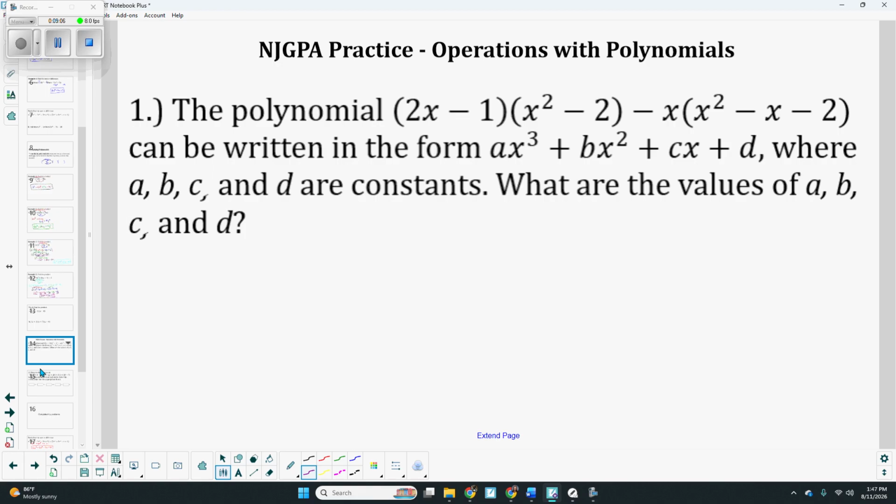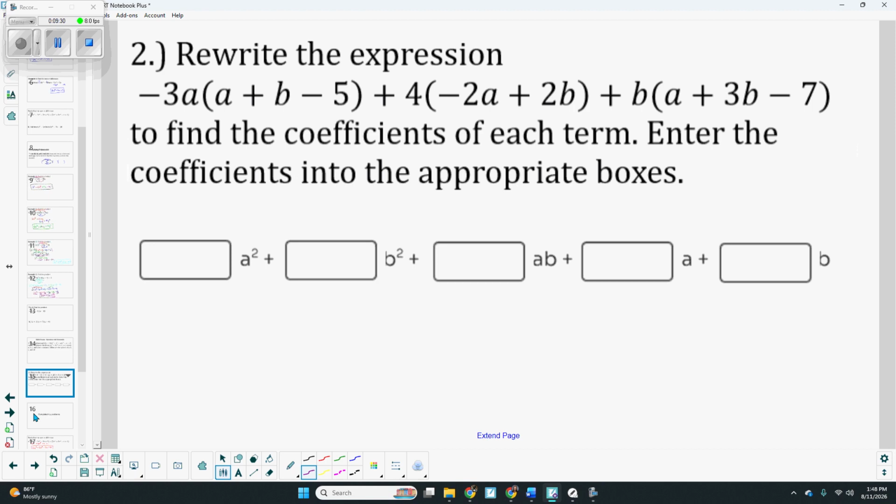And the last thing left is NJGPA practice, which I'm actually going to leave for you to try as well on your own. The answers are posted in the blank notes on Google Classroom. So this wants to know, once you've simplified this, what would be the coefficients in front of each of these terms? You want to pause now to look at this or look at the blank notes. And then the second one is the same idea. You're filling in, after you've done all the work, the coefficients that would belong to each of these variables. That is the end of operations with polynomials.